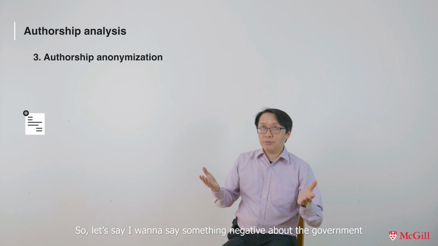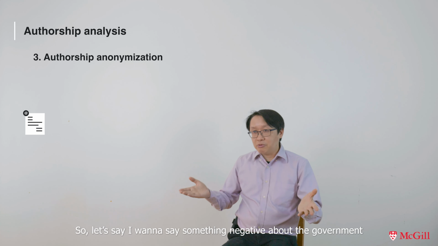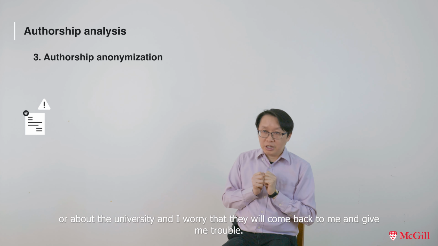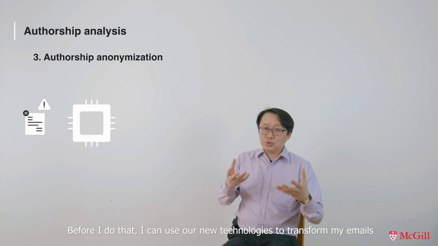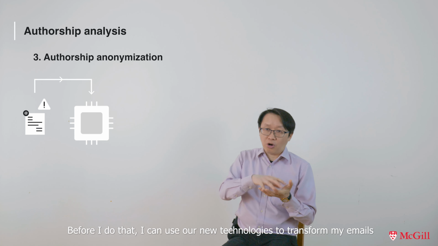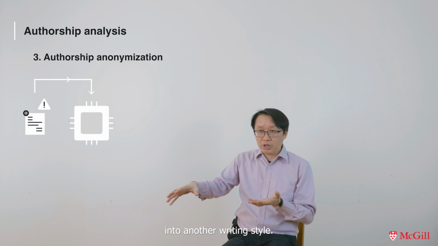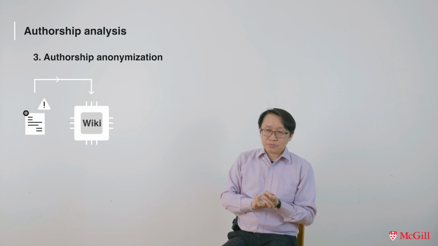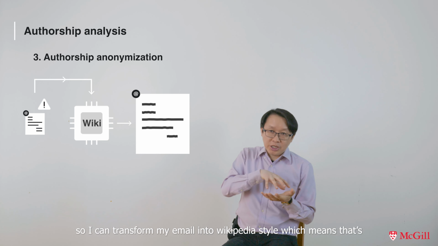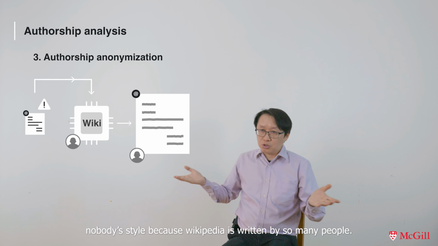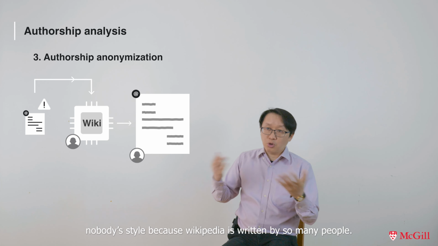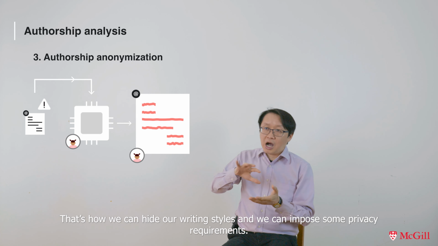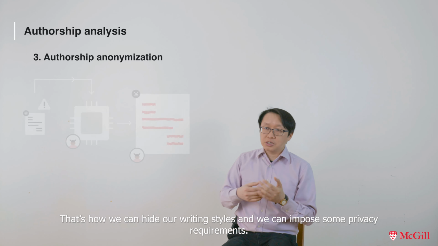So let's say I want to say something negative about the government or about the university, and I worry that they will come back to me and give me trouble. So before I do that, I can use our new technologies to transform my email into another writing style. Let's say I can first learn the Wikipedia style. So I can transform my email into Wikipedia style, which means it's nobody's style because Wikipedia is written by so many people. Or I can transform my email into a teenager girl style. That's how we can hide the writing style, and we can also impose some privacy requirements.